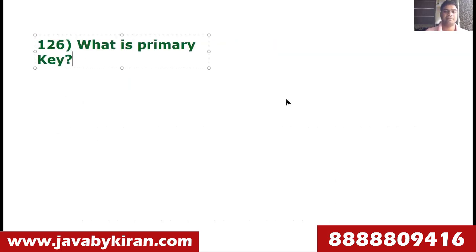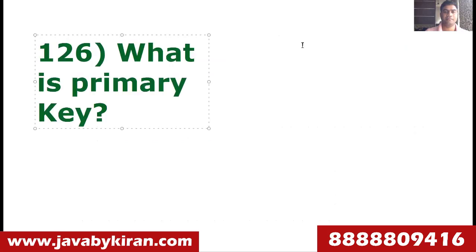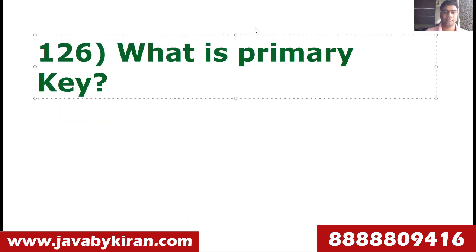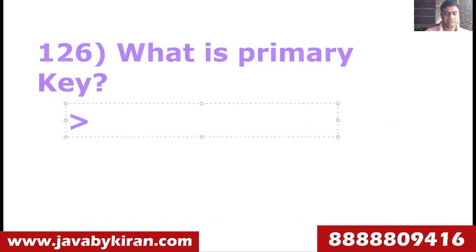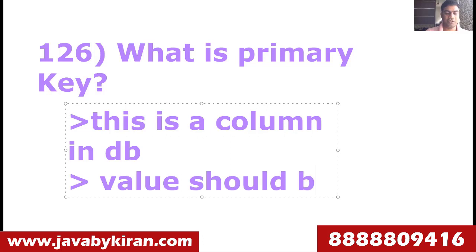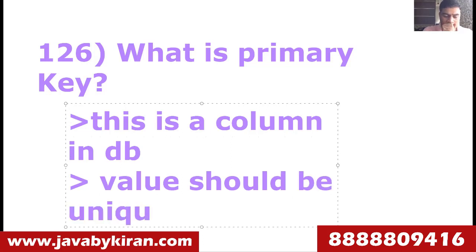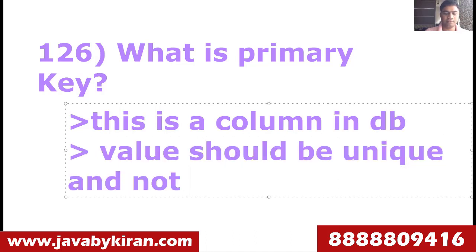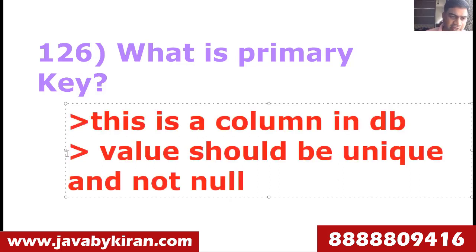Explain primary key. What is primary key? Simple, say this is a column in a database. The value should be unique and not null. So remember this: unique and not null.